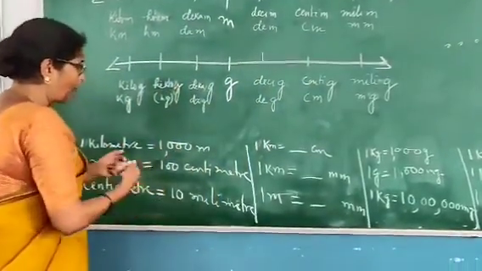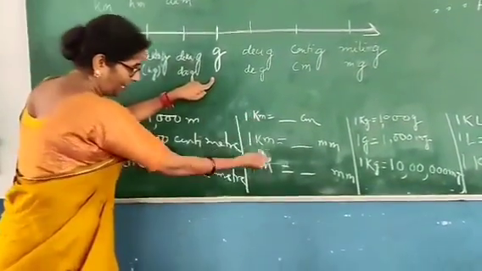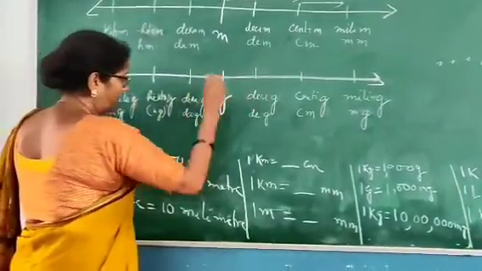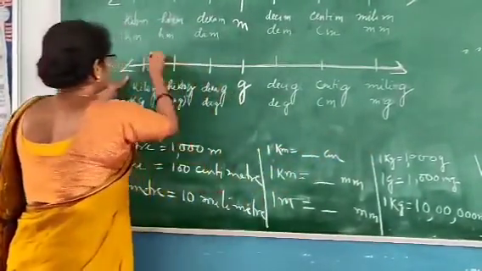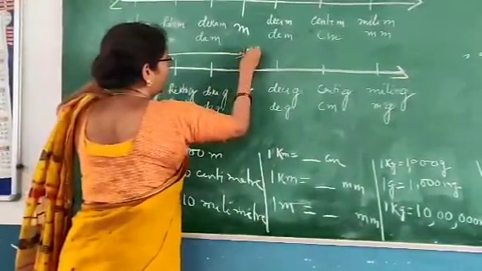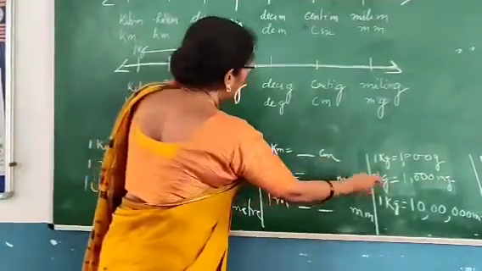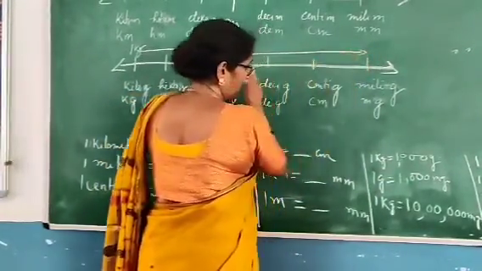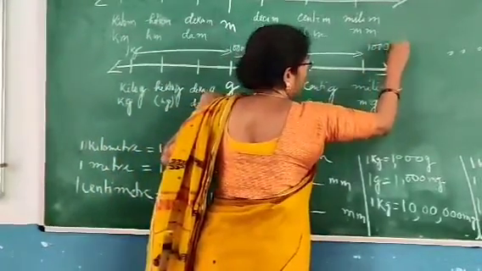Next part is of gram. Here another conversion is given. Gram means unit of mass, and in the same way I have written: 1 kilogram equals 1000 gram. 1, 2, 3 steps, so 1000 gram. Next, 1 gram equals how many mg, meaning milligram? How many steps are we moving? 1, 2, 3. So 1000 mg.